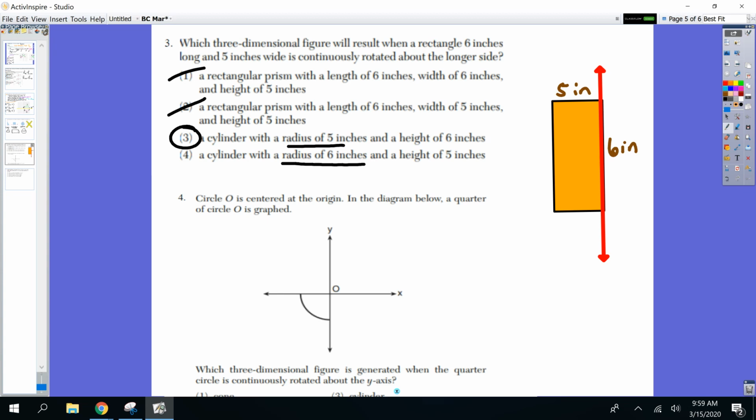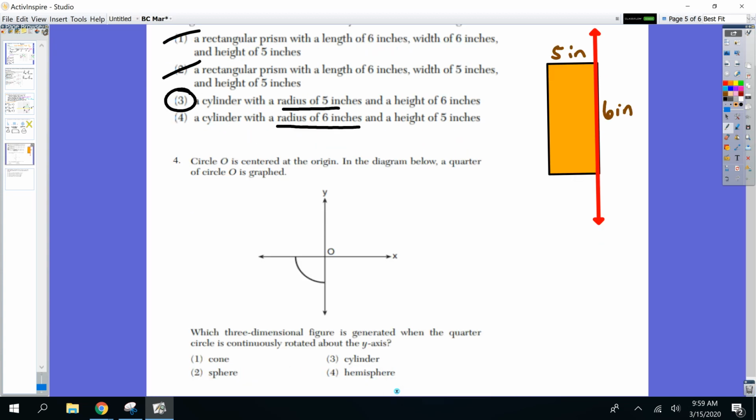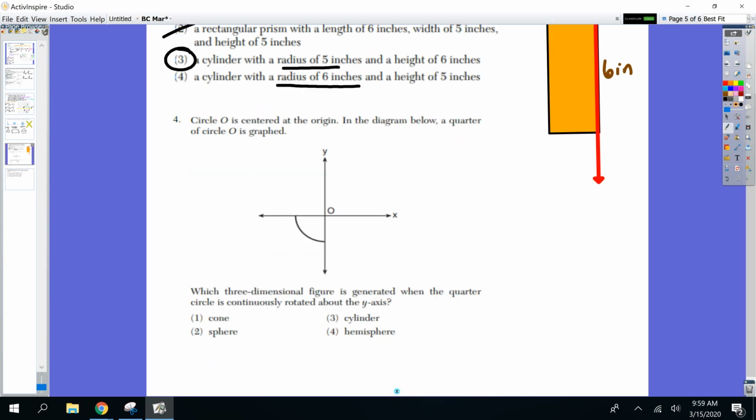All right, this one right here, a quarter circle now, so not a full circle. I'm going to rotate it around the y-axis now. When I rotate it around the y-axis, if you start visualizing this in your head, I'm not going to get a full circle here. So I'm not going to get a full sphere. What I'm going to get is half a sphere down below the x-axis right here.